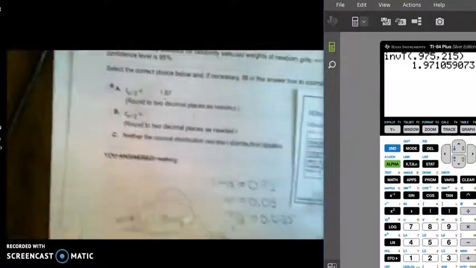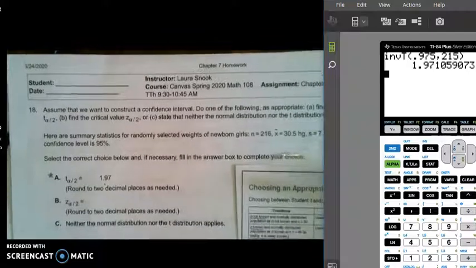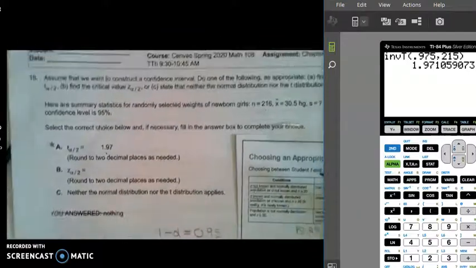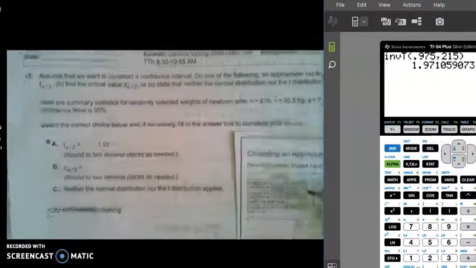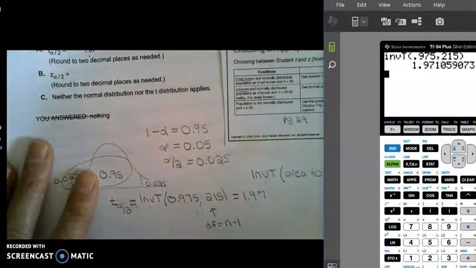Again, I will post this entire example in Canvas. And in fact, right afterwards, I'll go ahead and post the formula card, just in case anybody does not have this on your calculator. It is somewhere else in Canvas, but I'll post both of them.